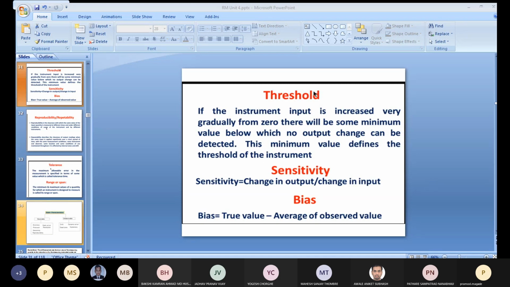Correct. So this is a bias. Bias means some ambiguity, some confusion will occur at the time of taking the reading. So that will be the bias. So write down from your end. Bias is nothing but the difference between the true value and the average of the observed value. So reading average, average of observed value. So this comes under static error.